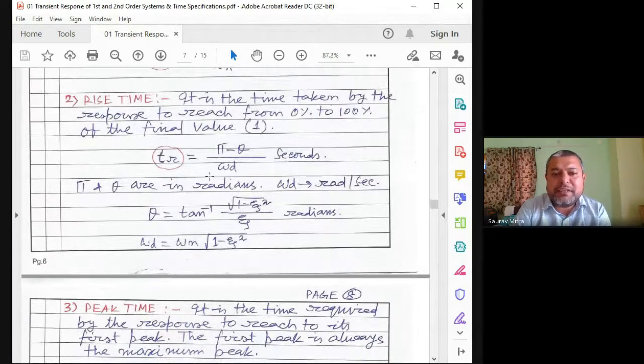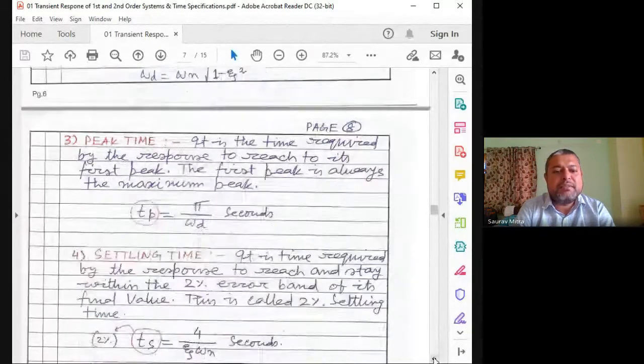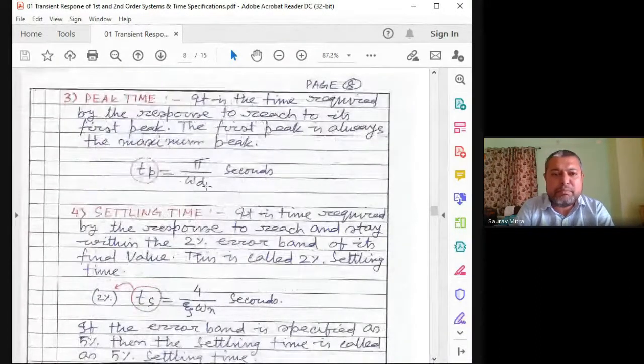So pi and theta are in radian, omega d is radian per second, pi is 3.14, and theta is tan inverse of root under 1 minus zeta square divided by zeta. The rise time is the time taken by the system to reach from 0% to 100% of its final value. Then the peak time is pi by omega d, where pi is 3.14. Then there is settling time.